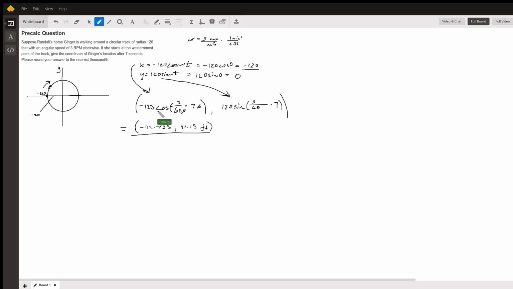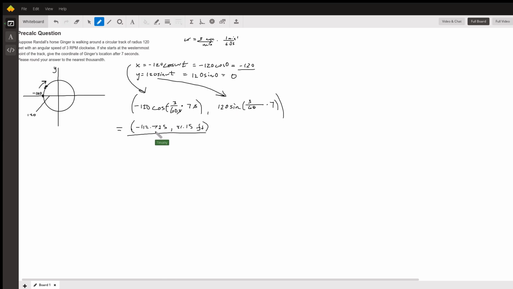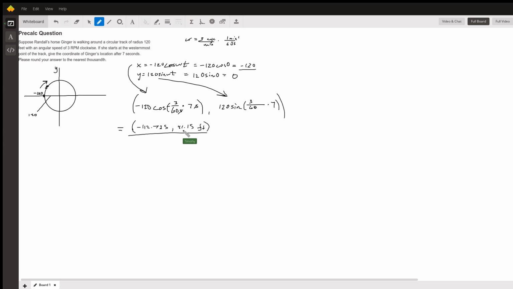So we have -120 cosine of 3 over 60 seconds times 7 seconds, which is the amount of time the horse is traveling. And then we do the same thing for the y-coordinate, and I end up getting approximately -112.73 and 41.15 feet.